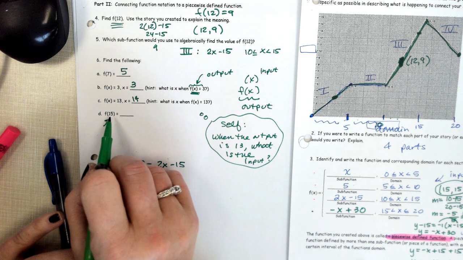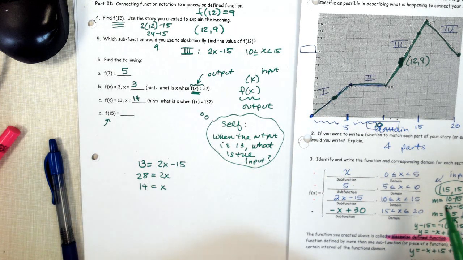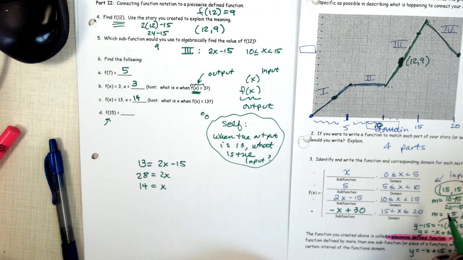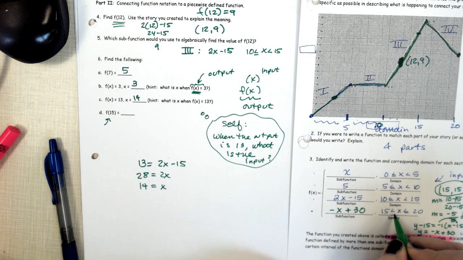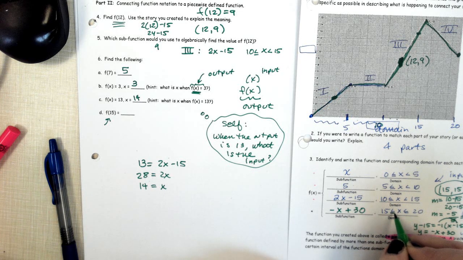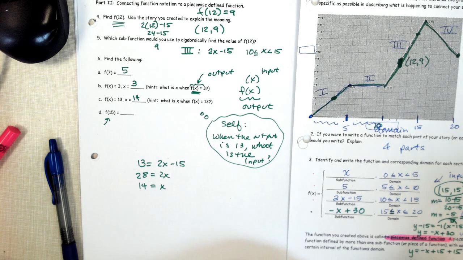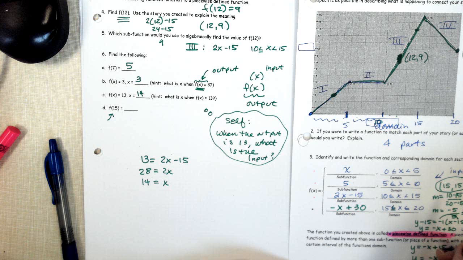So when the input is 15, look, that was this endpoint. Oh, this one should be right there. Technically it doesn't matter because it's going to be the same point, but it's got to be closed on one of these, so fix that. That's why I work in pencil, right, boys and girls?